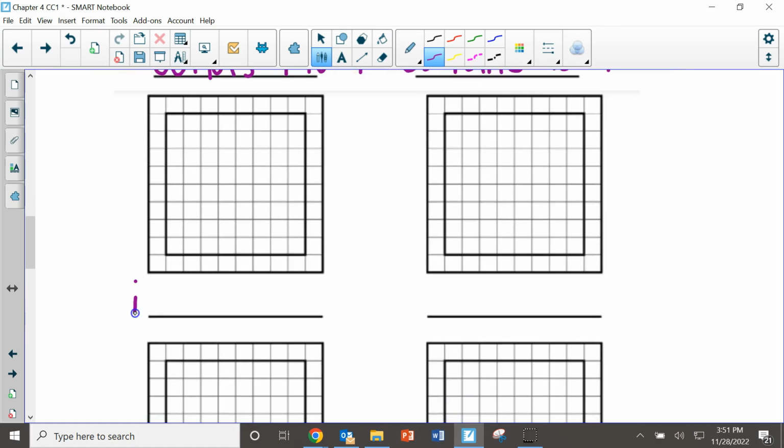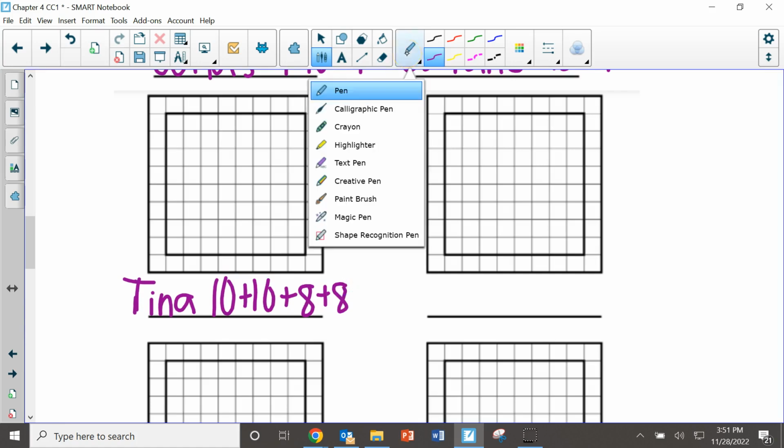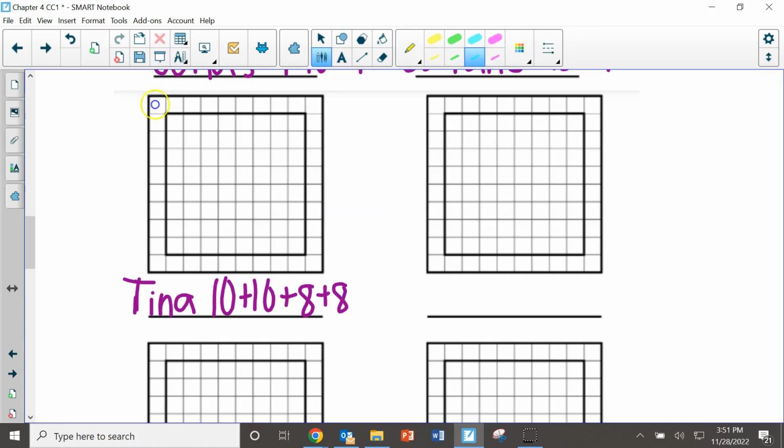Next, we're going to do Tina. And she did 10 plus 10 plus 8 plus 8. So if I was to draw hers out, she did one full side length plus another full side length, and I have to skip to the one across from it because it's the only other full one. And then she just added this remaining inside piece, which turned out to be 8. Okay, so she added up all the sides, but she didn't have to worry about any overlapping.